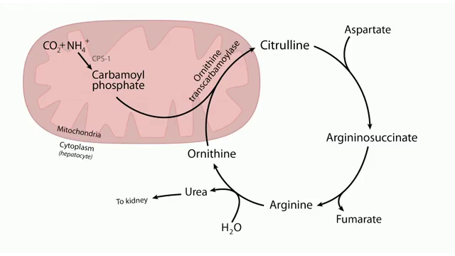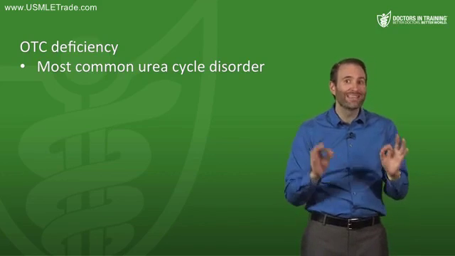Now, I don't think you need to get bogged down in the different enzymes and substrates of everything in the urea cycle. I would know CPS1 in the mitochondria as the rate limiter, and I would also know one other enzyme, ornithine transcarbamylase, another very important enzyme in the urea cycle. So let's go a little bit deeper into that one. What happens if you're deficient in ornithine transcarbamylase? That is the most common urea cycle disorder.